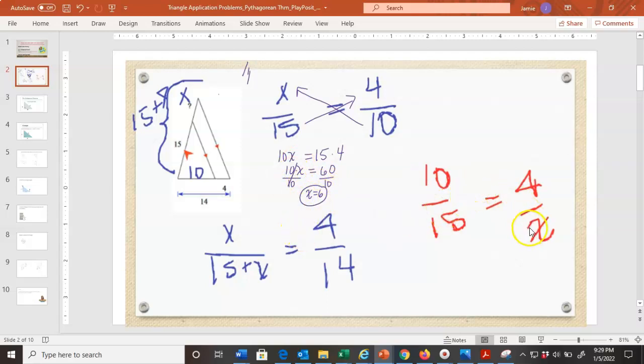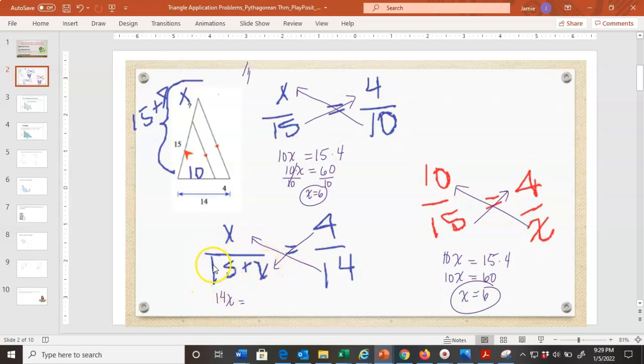All right, let's try the red one. 10 times x. And 15 times 4. So you can see we get the same equation here. 10x equals 60, so x is 6. It's looking promising. Let's try this one. 14 times x, and then 4 times all of this.